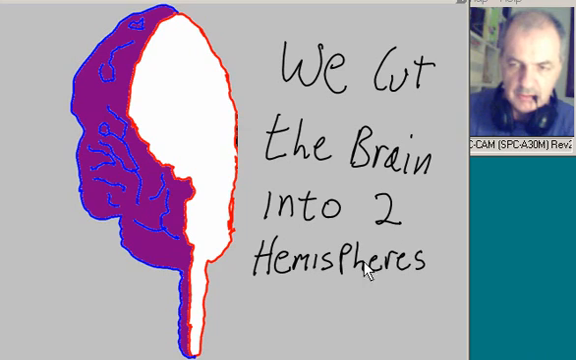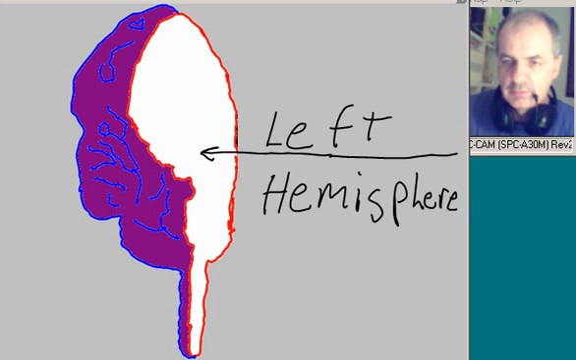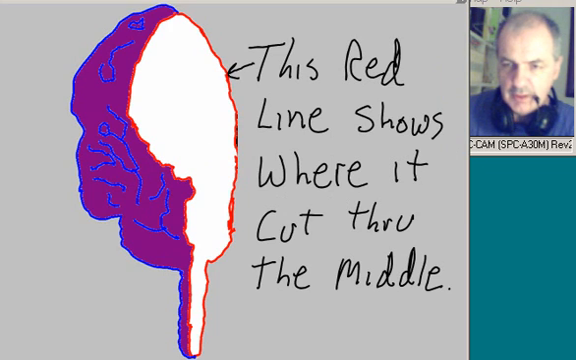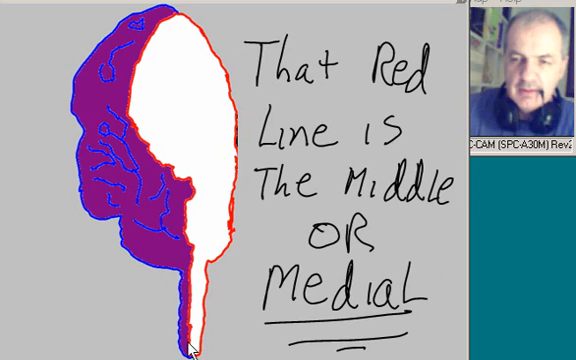We cut the brain into two hemispheres. Here's the left hemisphere. And this red line shows where it cut through the middle. That's the middle line. That red line is the middle, or medial. The middle line, the medial line, the medial.